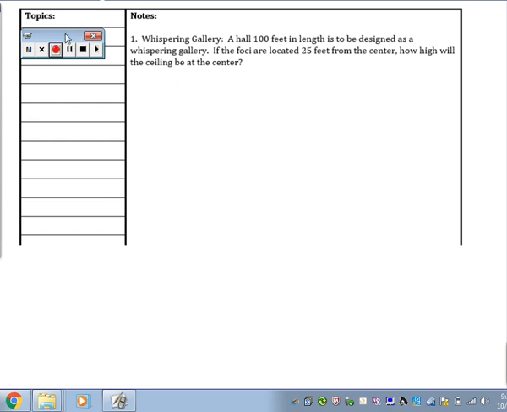Let me move this out of the way here, otherwise it shows on the screen. Okay, so we are going to finish up the ellipses applications.